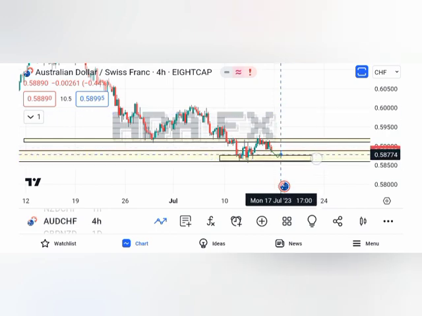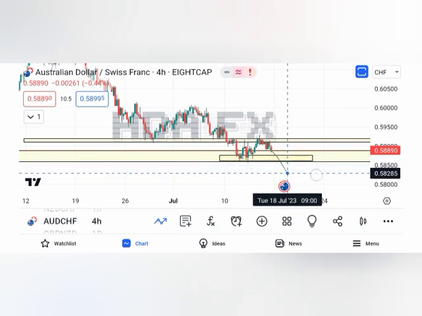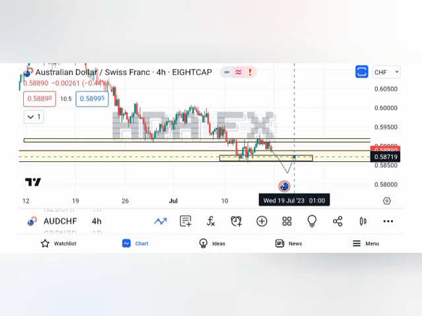But it's likely that price can also break downwards. So if price breaks this zone downwards, then we'll wait for a retest to this zone, then we look for selling confirming candles, then we place our sell trade. So this is my analysis on AUD Swiss franc.